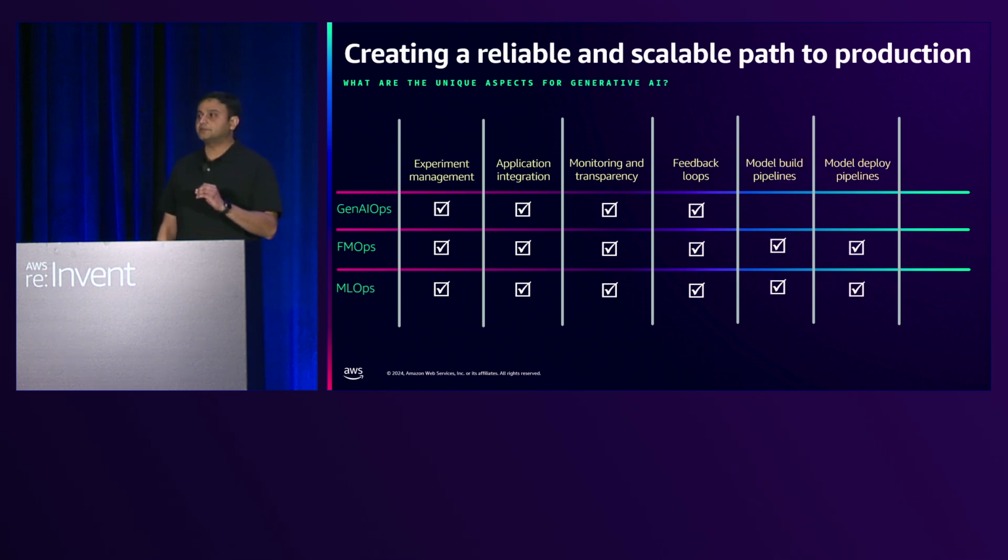And there are certain aspects that are only common between MLOps and FMOps because they're related to training or fine-tuning the models, or deploying the models. And lastly, there are certain unique aspects that are only common to FMOps and GenAIOps, like prompt management, which are only relevant in the context of foundation models, where you want to modify the behavior of the model.